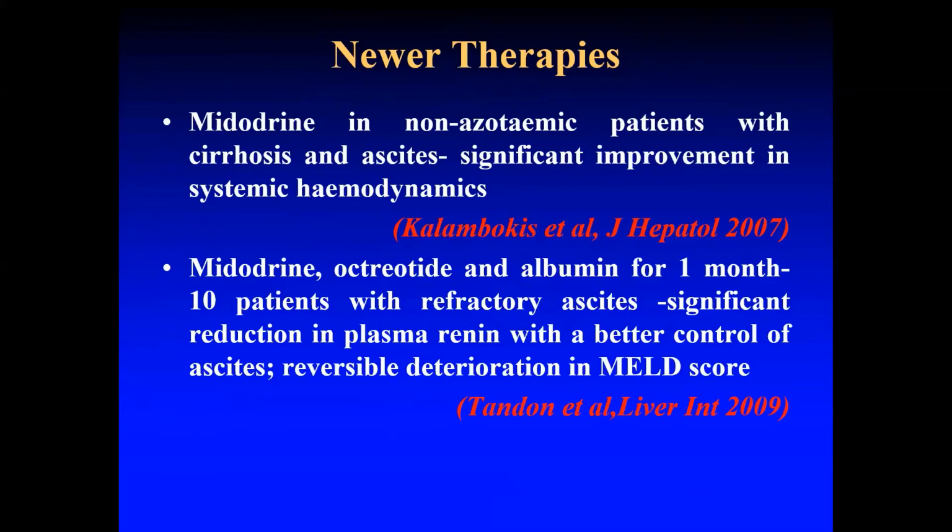In another study by Tandon et al., midodrine, octreotide and albumin were used for 1 month in 10 patients with refractory ascites. There was a significant reduction in plasma renin with better control of ascites, and there was a reversible deterioration in the MELD score.